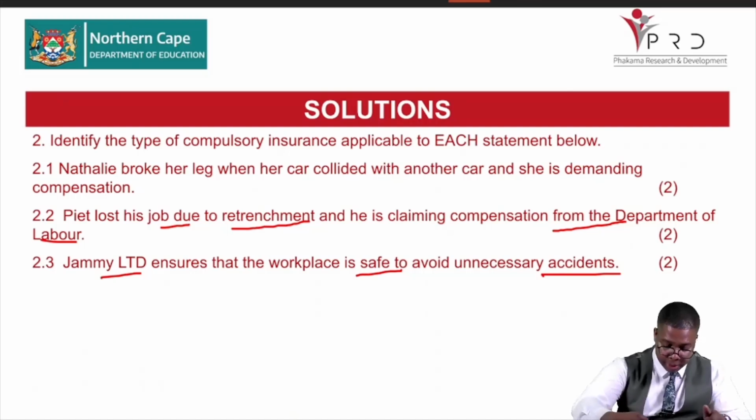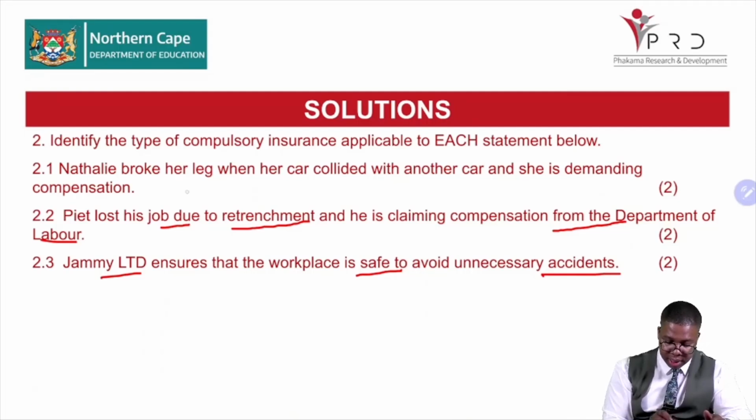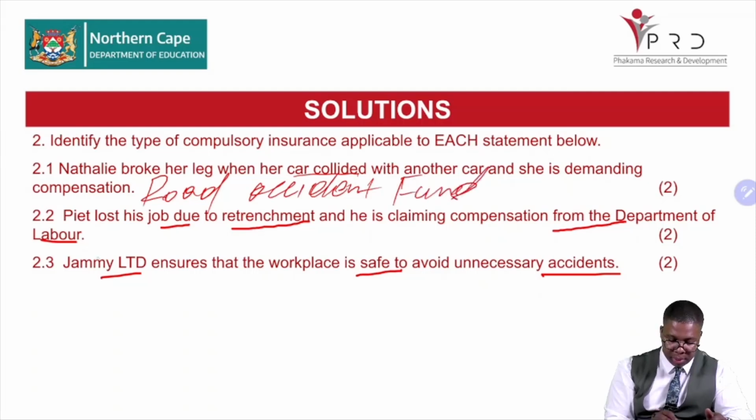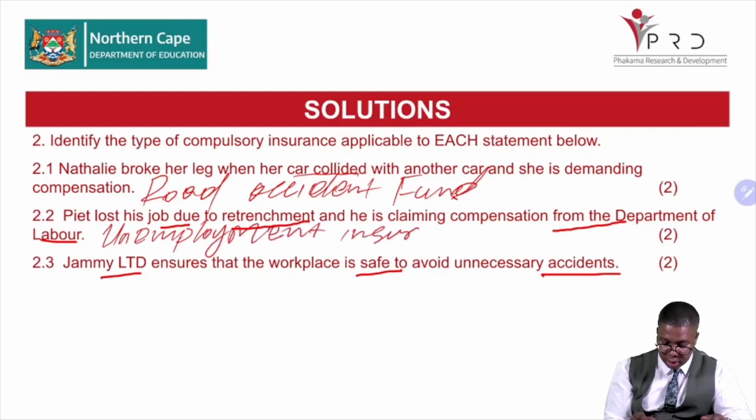So when you look into each there, you must be aware that when we are talking about Natalie breaking her leg because a car collided, we are talking about what? Road accident fund. Then Pete lost his job due to retrenchment. So this is unemployment insurance fund. Why? Because we're talking about losing a job here. And this is unemployment. When you lose a job, you become unemployed.